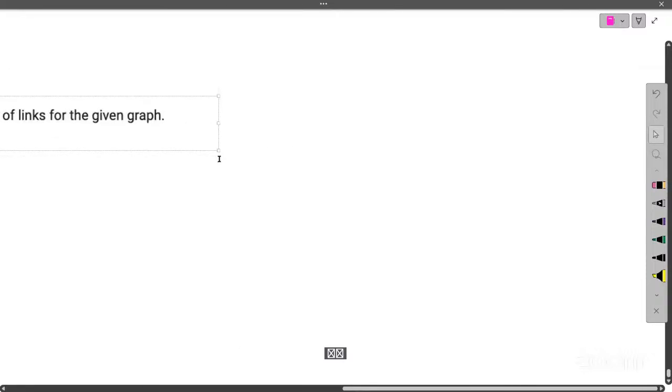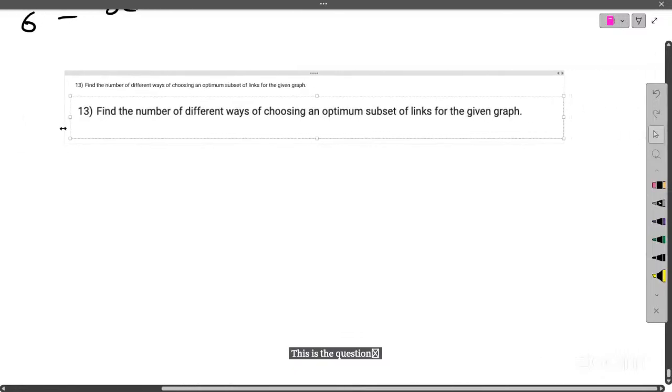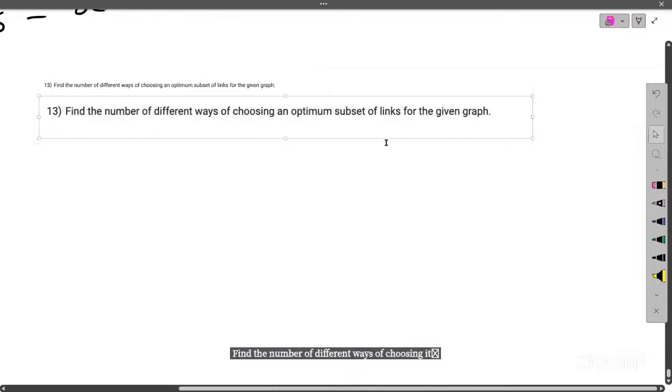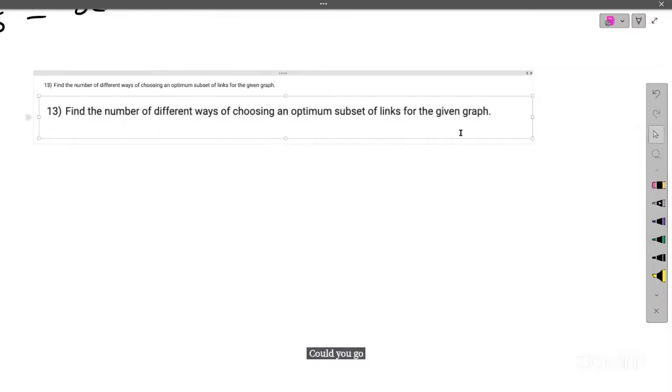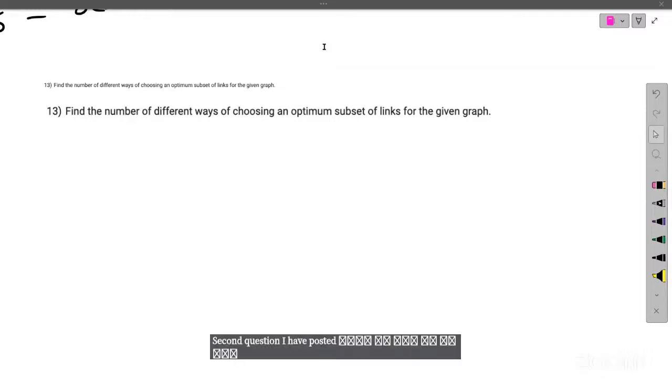This is the question. Find the number of different ways of choosing. That's another connected question. Could you go to the second question? I have posted it. Please go up, because this comes under a different question.